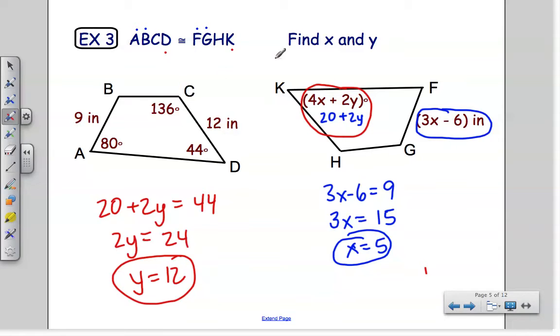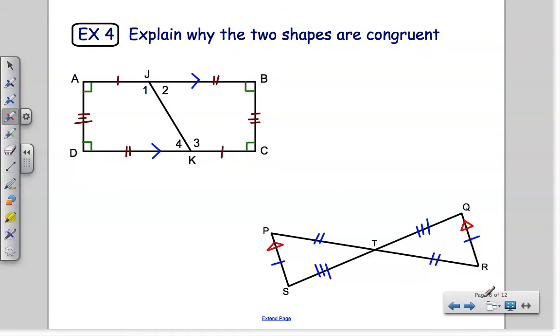Alright, so use that congruence statement to help you find what matches up if need be. And another example here. Let's explain why these two shapes are congruent. Remember, you need all congruent sides, you need all congruent angles that correspond. So let's see if we have all that.